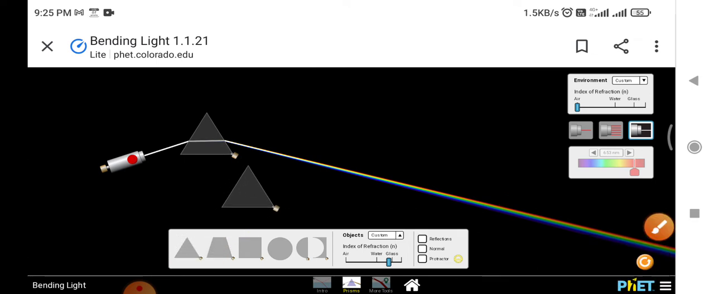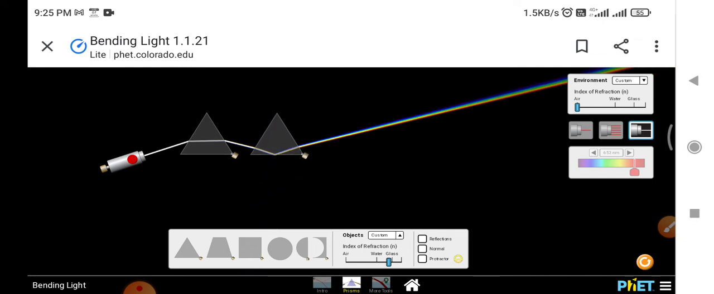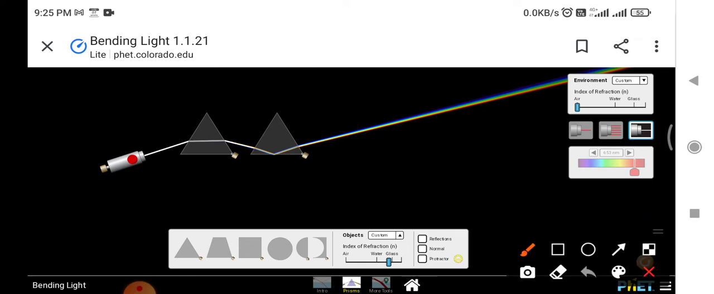And again I took one more prism. I kept it in the same position. This is prism 1 and this is prism 2. See the position, both are kept in the same way. So I get the 7 colors. If I need the white color, I have to change the position of prism 2.